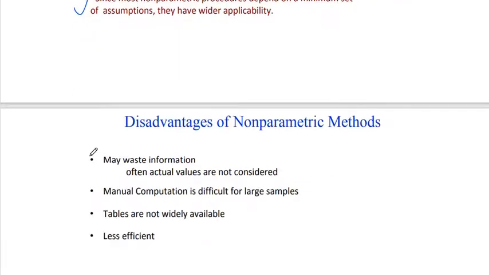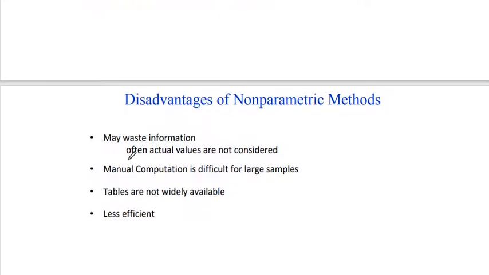There are some disadvantages also for non-parametric inference. It may waste information because actual values are not considered. For example, this is a drawback of why the median does not become the ideal measure of central tendency. The median is not based on all observations. If you calculate the median, you just find the ascending or descending order and approximately find values, so it is not based on all observations. Sometimes it leads to a wrong conclusion also. That's why in parametric inference we prefer the mean more.